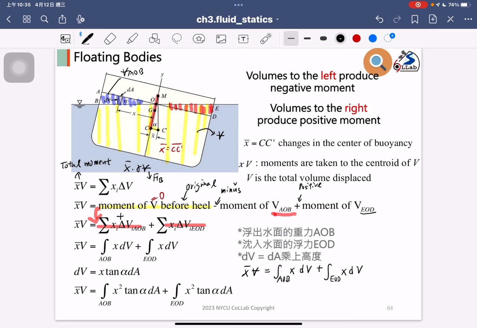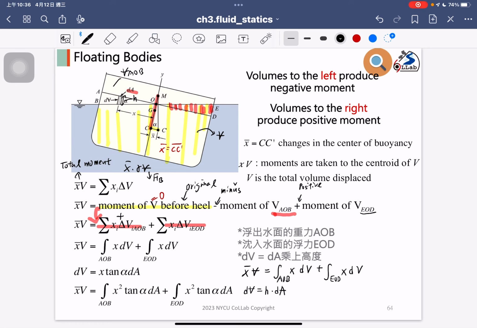But right now, what is the dV? The dV is a small amount of volume change. If you go back to the cartoon figure shown here, if we have a small area multiplied by the height h, we will have dV. So dV, a small amount of volume change, will equal h, the height, multiplied by dA.